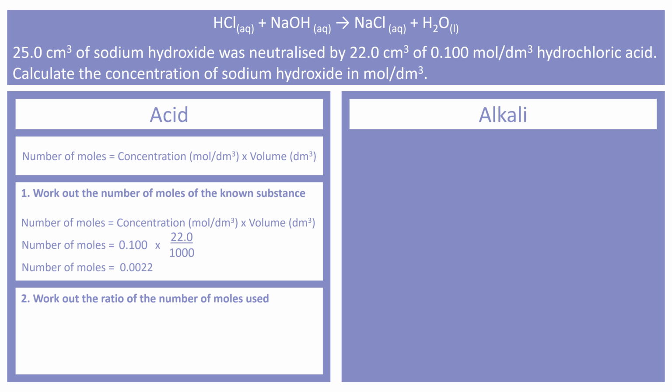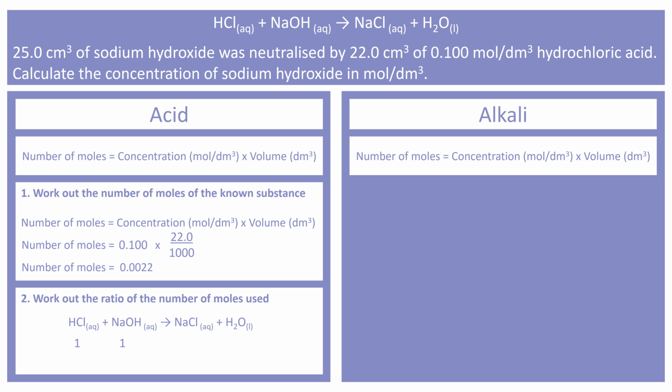The second step then requires us to work out the ratio of moles used in the equation. Here you can see that the ratio is simply 1 to 1. This means that we require the same number of moles of alkali to neutralise the acid. We can now tackle the unknown.